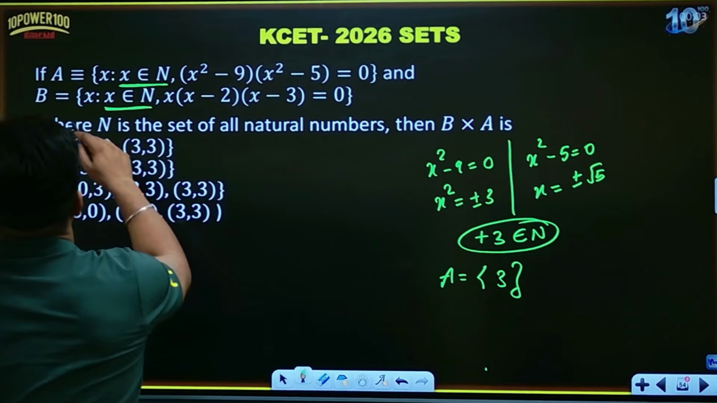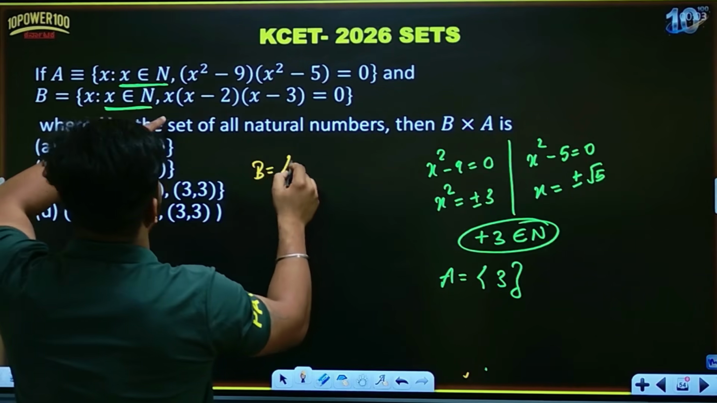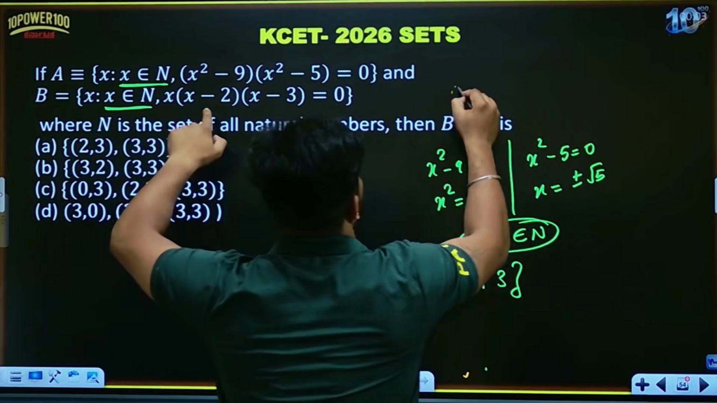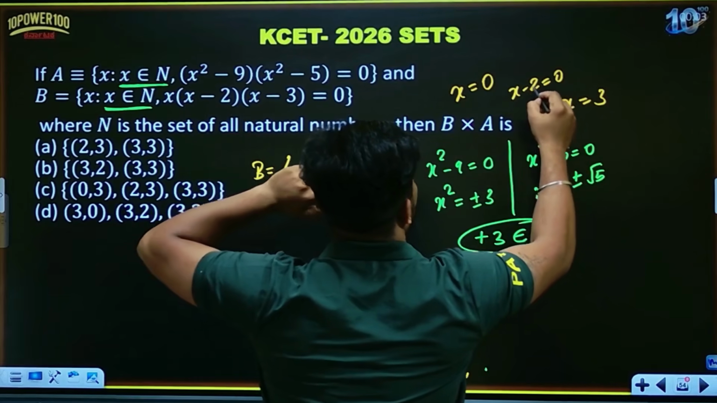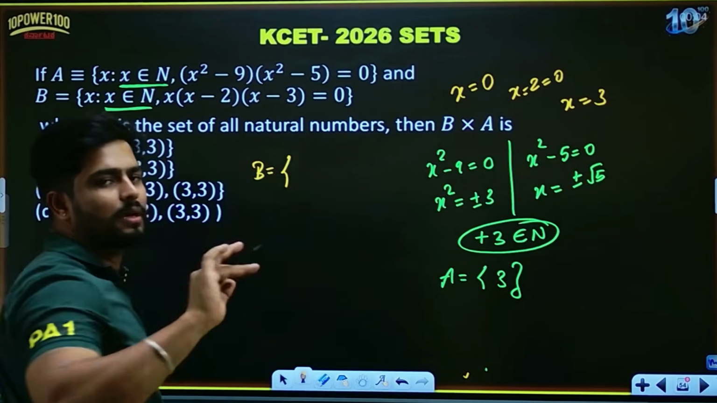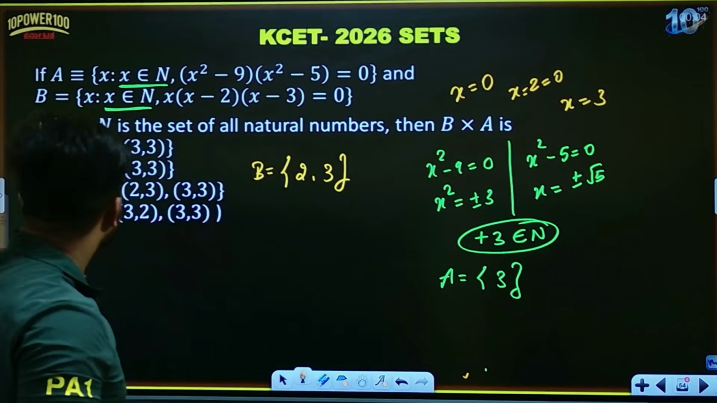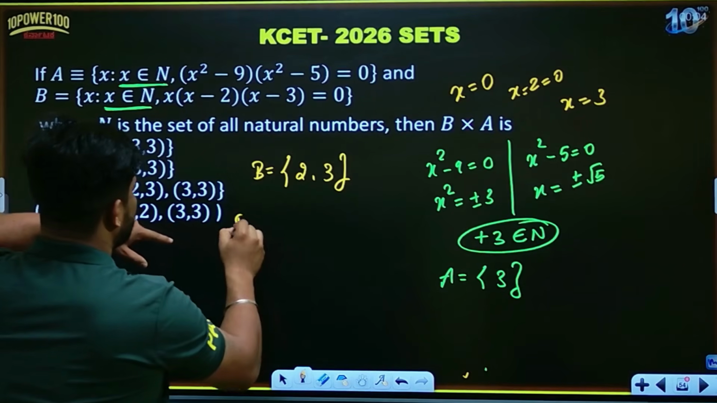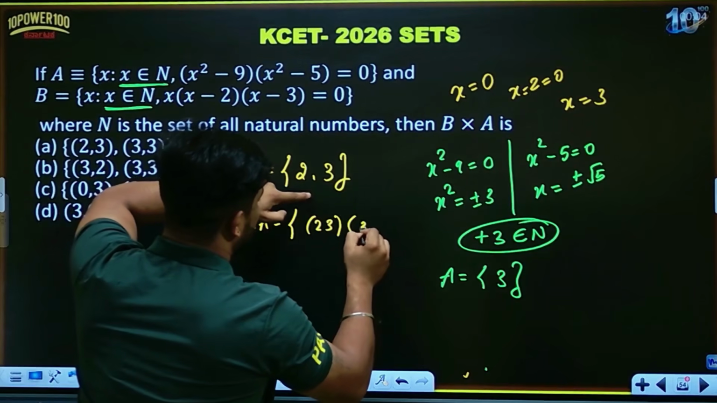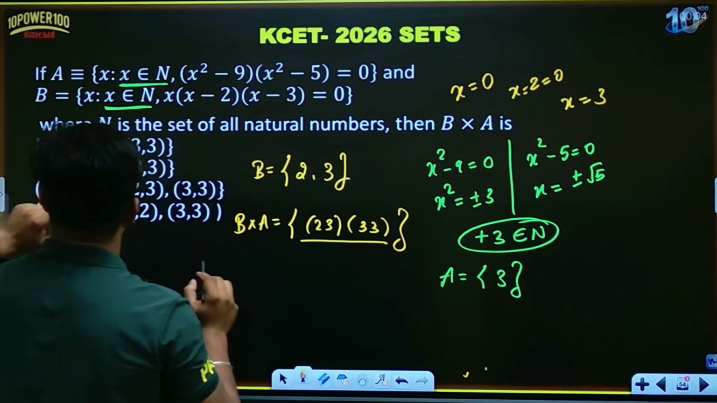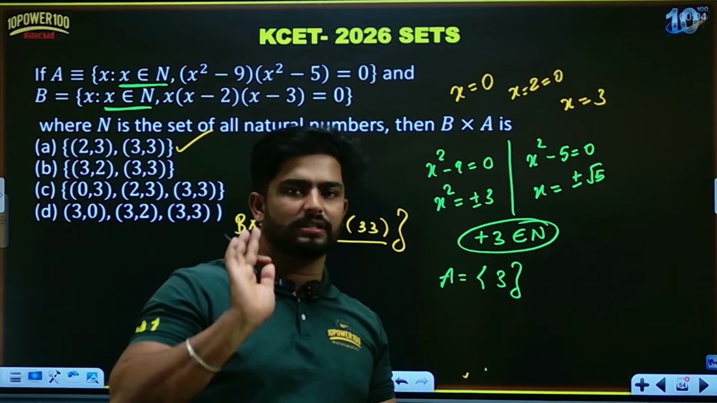Okay? So next, B. Set B is equal to: first we have to equate. So x is equal to 0, x minus 2 is equal to 0 and x is equal to 3. So x is equal to 2 and x is equal to 0. 0 is not a part of natural numbers, so I'm not considering that. So here 2 comes and 3 comes, that's all. Next they are asking what is B cross A. So B cross A is equal to (2, 3) and then (3, 3), that's all, children. So 2 elements come: (2, 3), (3, 3). This is the answer. Understood? A simple concept, but the focus should be on it.